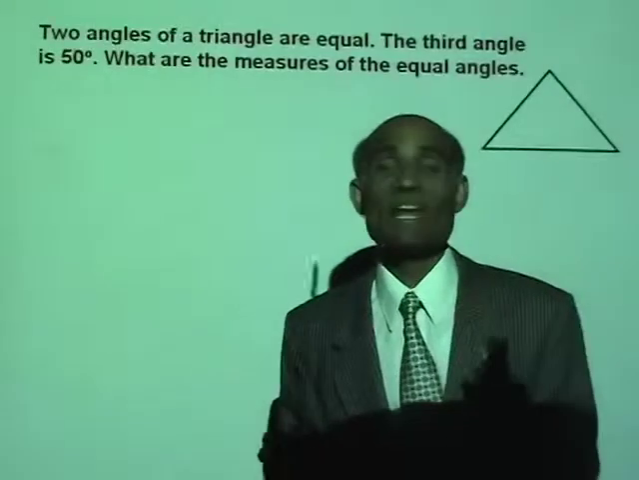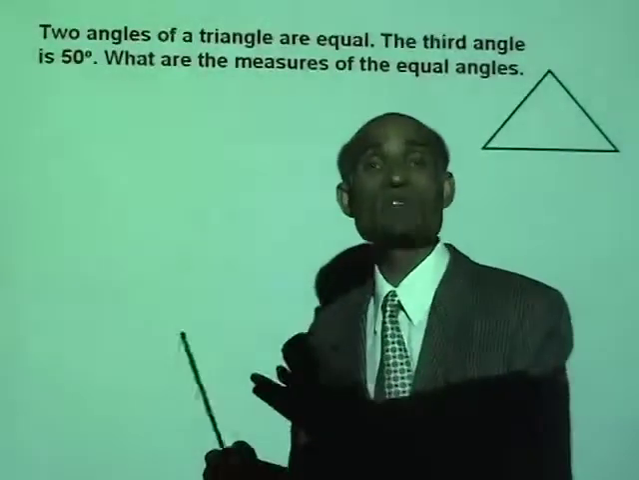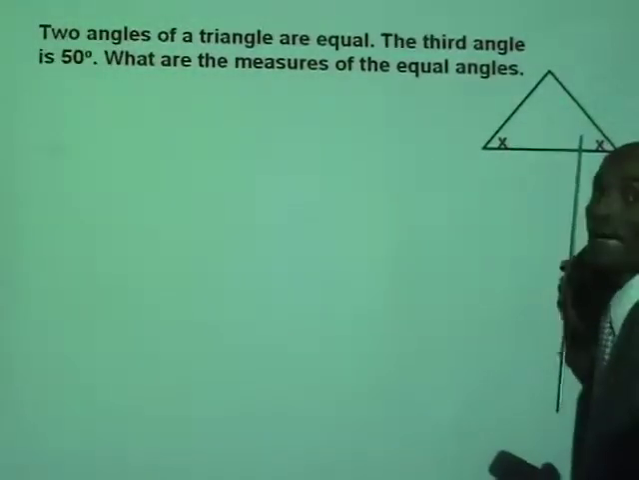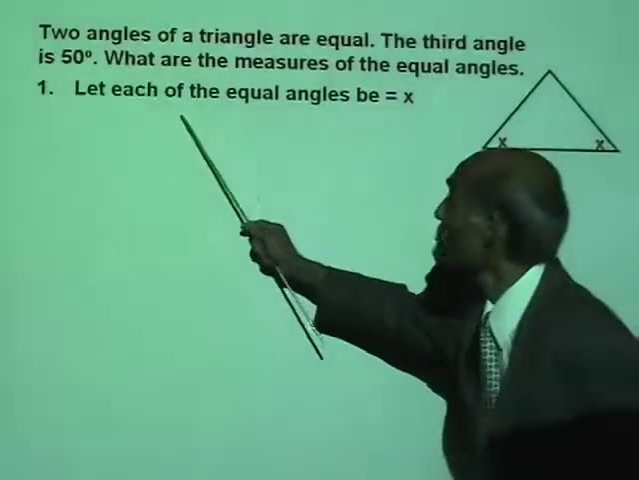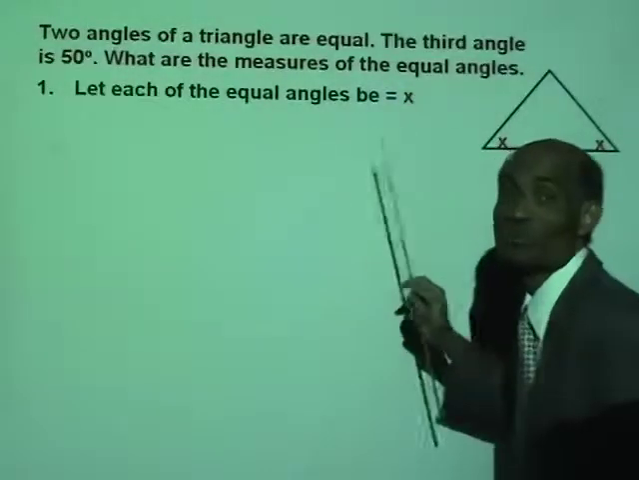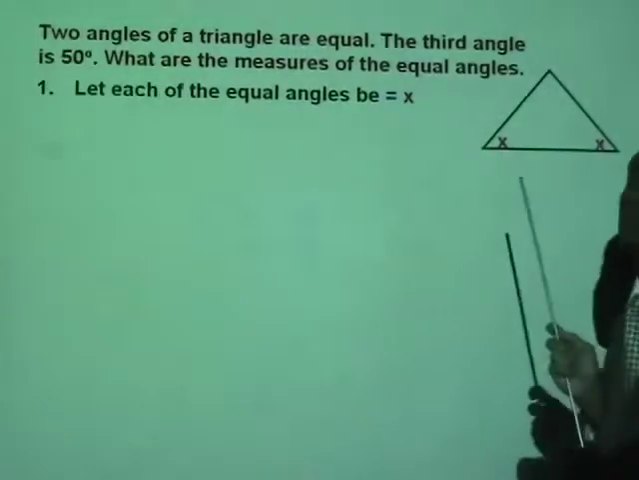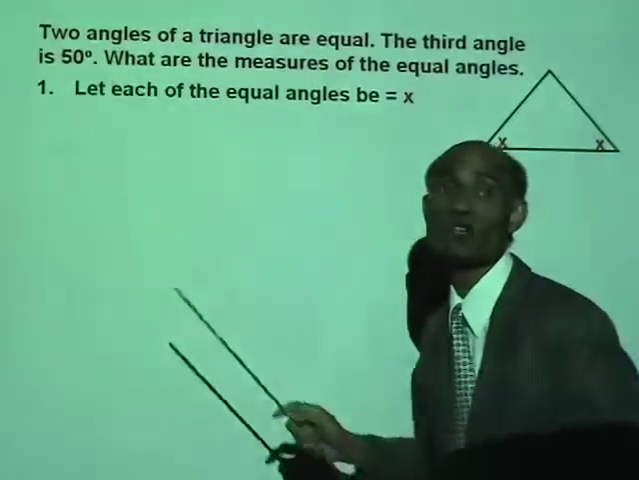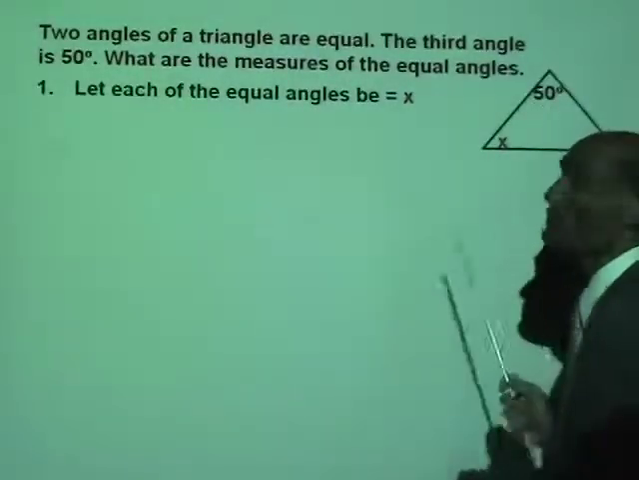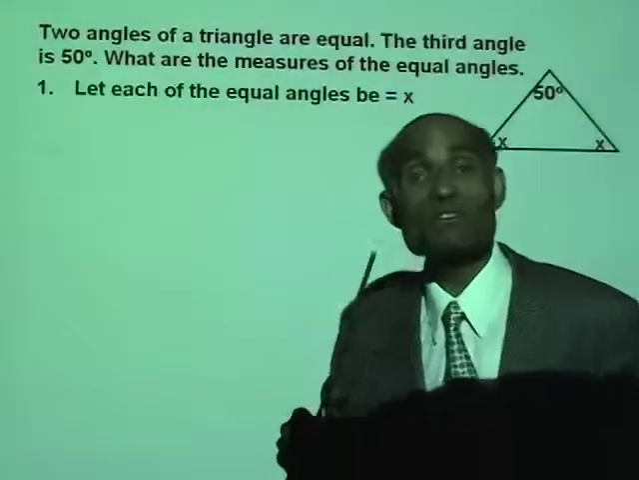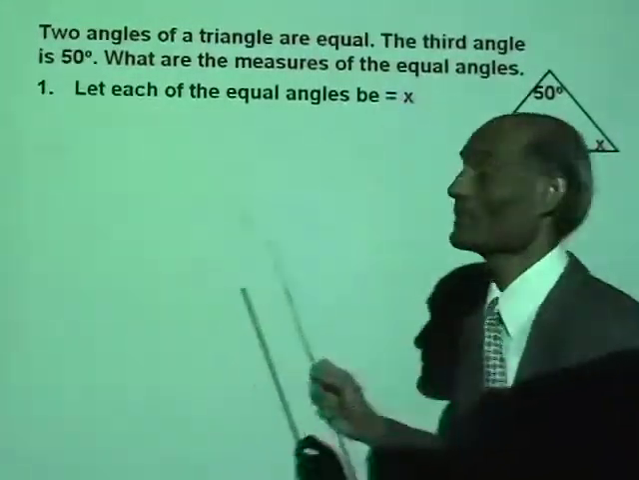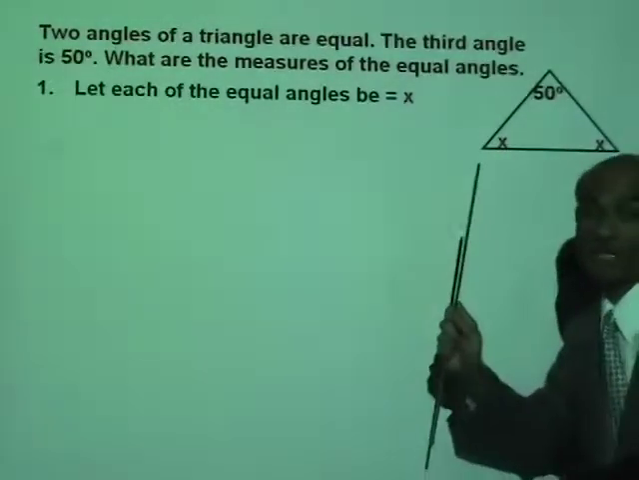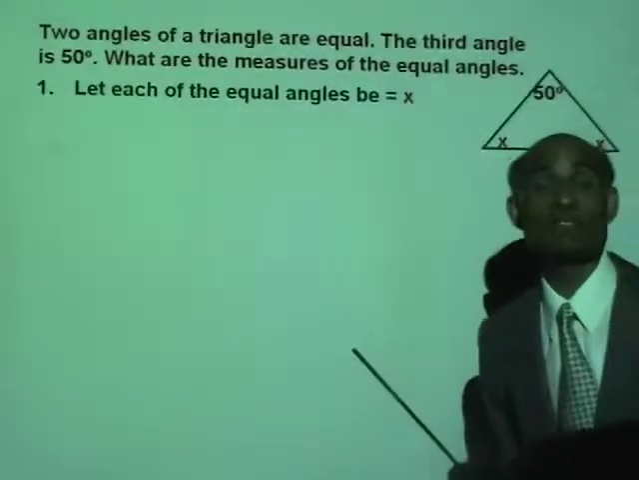We start by saying, let the measure of the equal angles be x. So let each of the equal angles be equal to x. So this is x, this is x. Alright. We are told that the third angle is 50 degrees. There you are, 50 degrees. Okay, what do you get if you add the three angles? If you add this angle to this angle to this angle, it must give us 180 degrees.